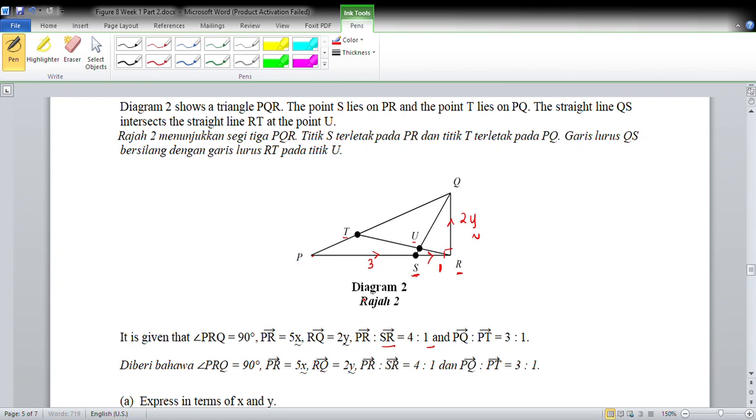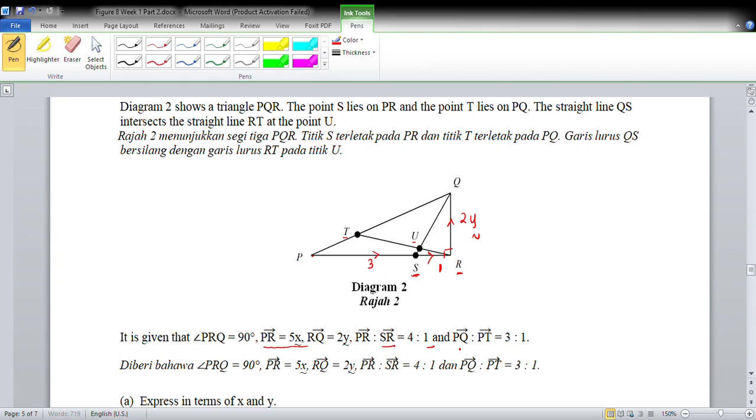So we have to see what is given. We have to look at the ratio carefully. It is not PS to SR, it is PR to SR. So PR is 4 parts and SR is 1 part. So you can see after I label, this is 3 parts and this is 1 part. And it's given that PR is 5x. So we have to take 3 parts of 5x for PS and 1 part of 5x for SR. We'll come to that later.